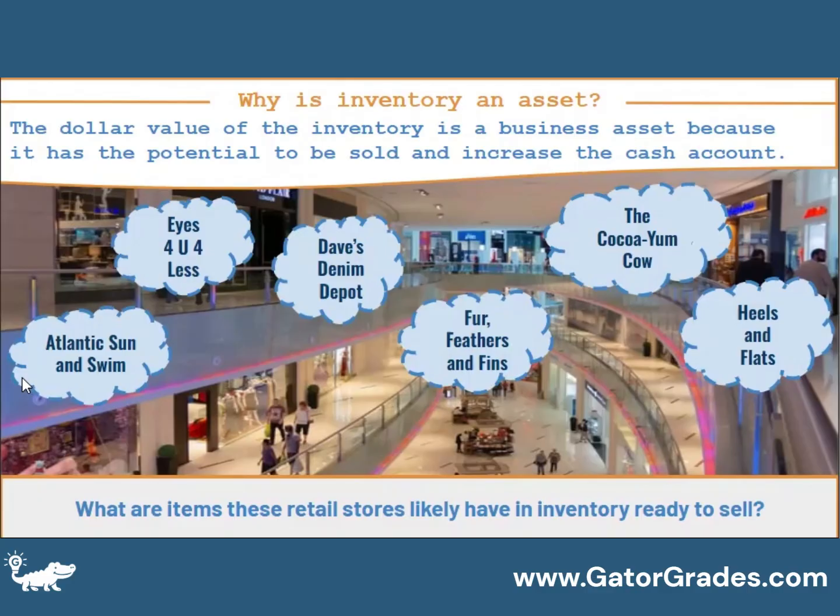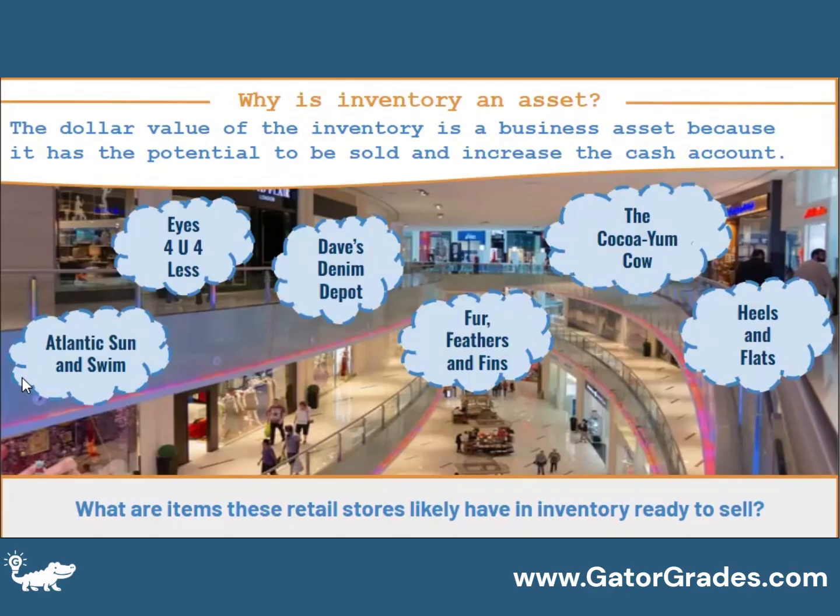What about Eyes for You for Less? Do you think they sell cars at this store? Not likely. It is more likely that the inventory in this store may include eyeglasses or sunglasses. Our next store, Dave's Denim Depot. The name of the store lets us know that Dave is likely a snappy dresser who enjoys wearing denim jeans. Jeans would be likely an inventory item at this store.